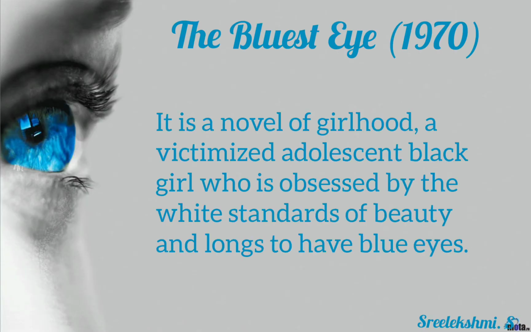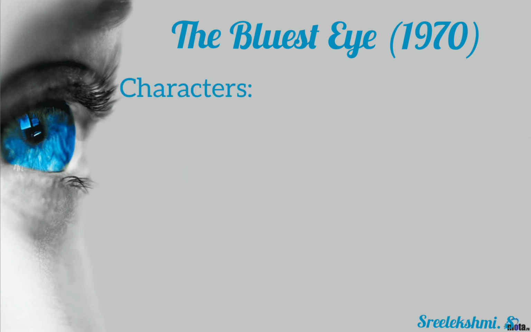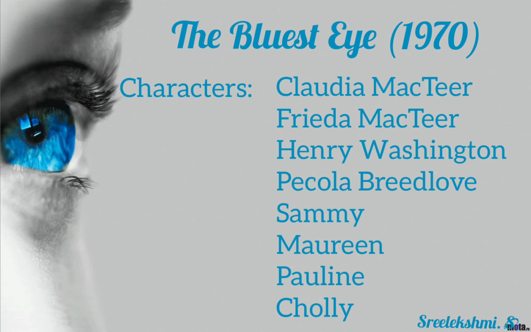Coming to the novel The Bluest Eye, it is a novel of girlhood. A victimized adolescent Black girl who is obsessed by white standards of beauty and longs to have blue eyes. The setting is 1941, Lorain, Ohio, during the end of the Great Depression. The major characters are Claudia McTeer, Frida McTeer, Henry Washington, Pecola Breedlove, who is our girl who wants the bluest eye, Sammy, Pecola's brother, Maureen, Pecola's friend, Pauline, Pecola's lame-footed mother, and Cholly, Pecola's father.